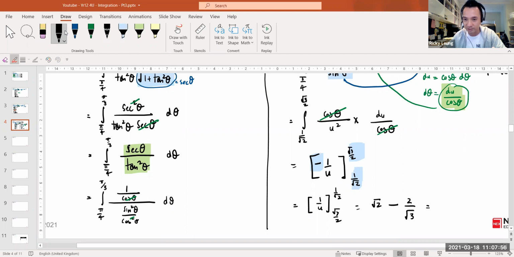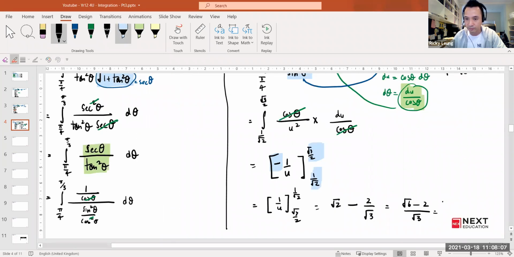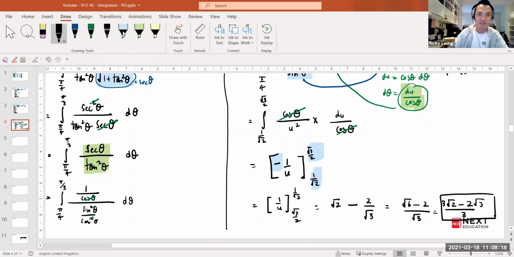So final answer, root 6 minus 2 root 3. Actually, if you rationalize that a little bit more, it'd be root 18, which is 3 root 2 minus 2 root 3 on 3. Guys, how is that?